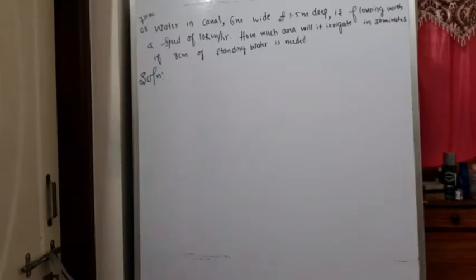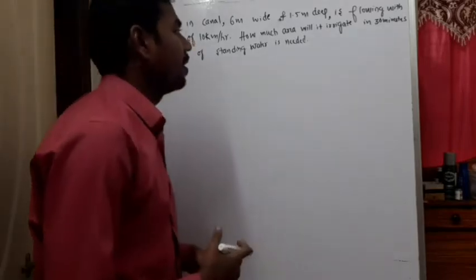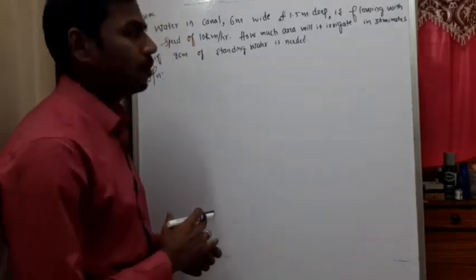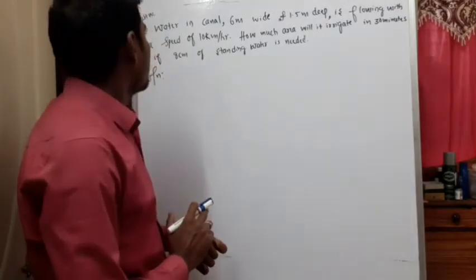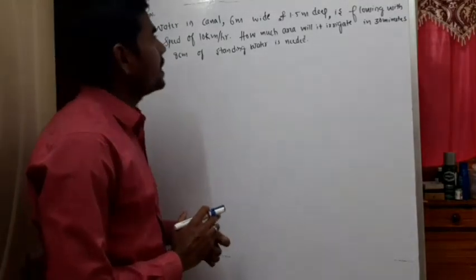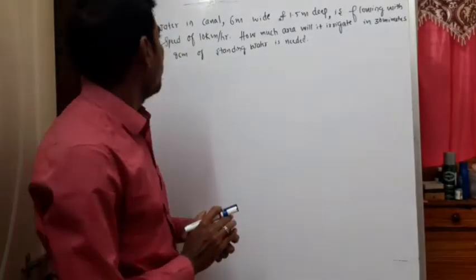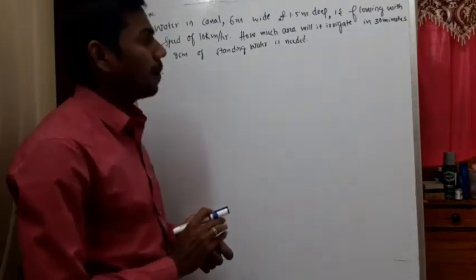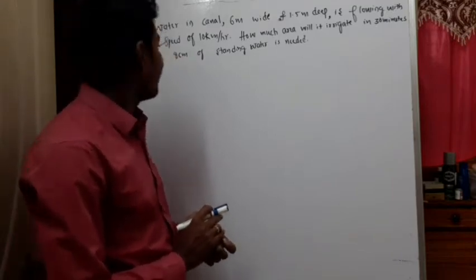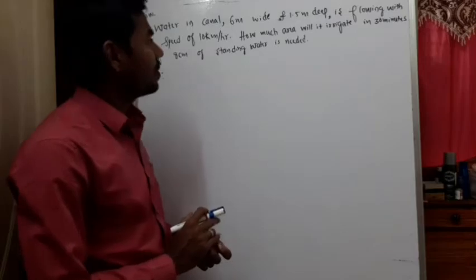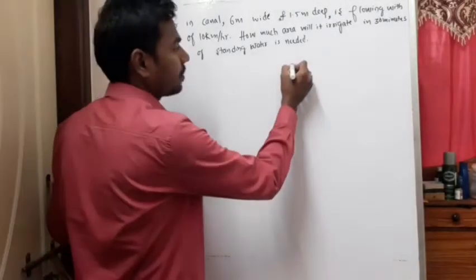Seventh one will be a homework, and eighth question, which is quite tricky, and it involves 2 to 3 concepts you need to apply. Water in canal 6 meter wide and 1.5 meter deep is flowing with a speed of 10 km per hour. How much area will it irrigate in 30 minutes if 8 cm of standing water is needed?